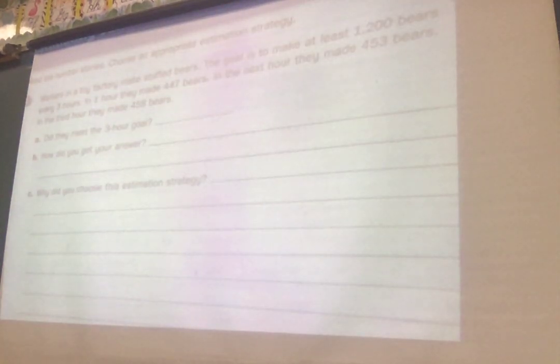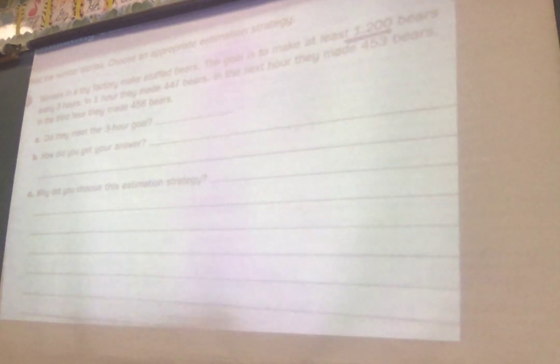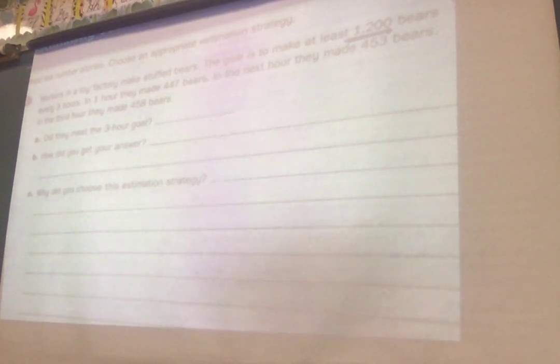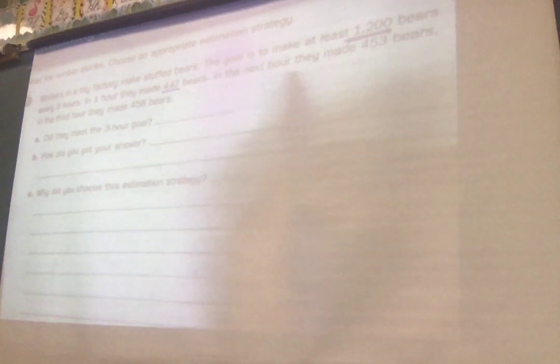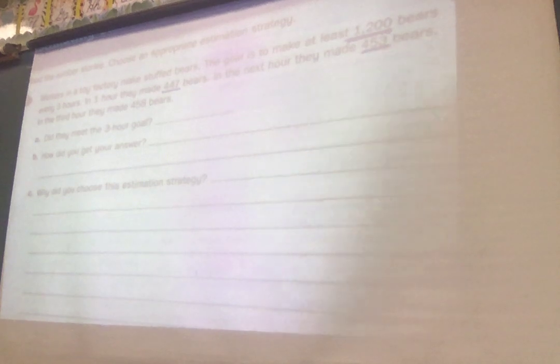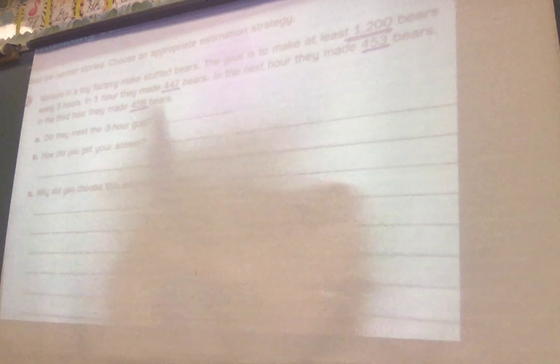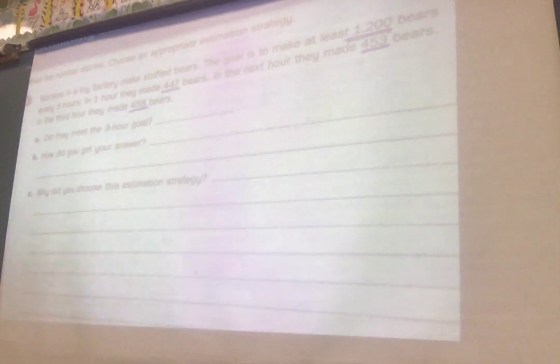It says, workers in a toy factory make stuffed bears. The goal is to make at least 1,200 bears every 3 hours. In 1 hour, they made 447. And the next hour, they made 453. And in the 3rd hour, they made 458 bears. So we want to find out, did they meet their 3-hour goal?